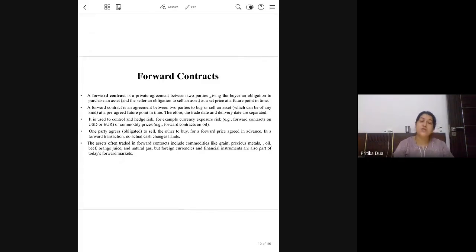The party which is buying is in long position. The party which is selling is in short position. Assets generally traded include commodities. But as I told you yesterday, it is the forex market which has the maximum contribution to the forward contract.